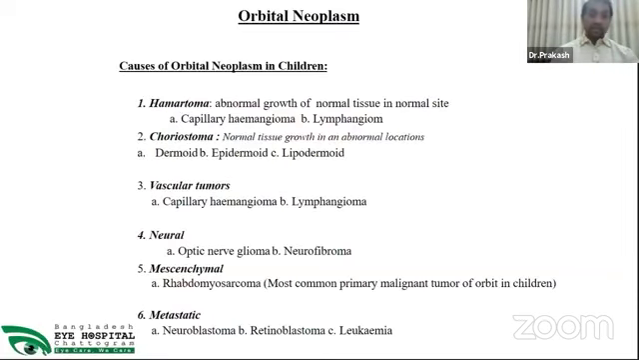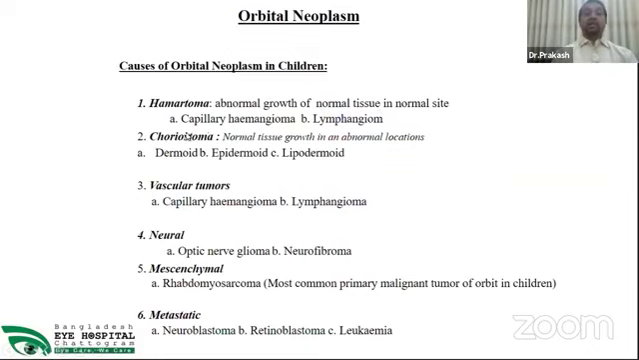Now come to the orbital neoplasms. Some common orbital neoplasms in the children. So this is important again because sometimes you will get a short note. What are the common orbital neoplasms in the children? So one is hamartoma. As you all know, this is the abnormal growth of normal tissue in the normal site. Abnormal growth of normal tissue in normal site.